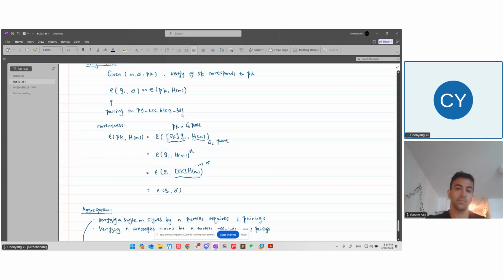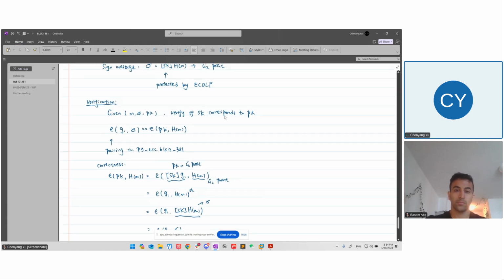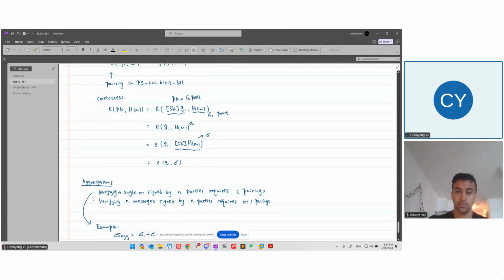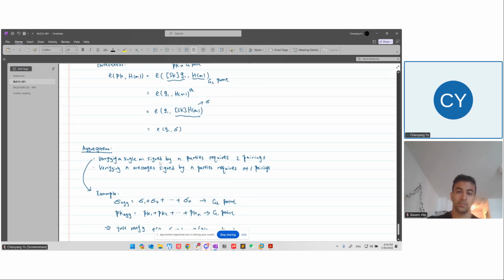Recall that you probably thought between 2 people, we have to do 2 pairings already, right? So between n people, there should be 2n pairings, but no, because it has the aggregation property. We only need 2 pairings if n parties sign the same message, or if n parties sign n different messages, we only need n plus 1 pairings. I think this one is a little bit more complicated to prove, so I have an example for the first property. Okay.